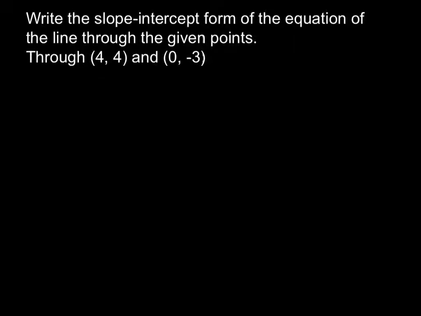Alright, on this particular problem, we're given 2 points and we're asked to write the slope-intercept form of the equation. Now we have to remember that the slope-intercept form is y equals mx plus b. That's the slope-intercept form that we're looking for at the end. The first step in this one, we have 2 pieces of this equation that we don't yet know. We need to figure out what m is and what b is. Once we find those 2, then we can write our slope-intercept form.